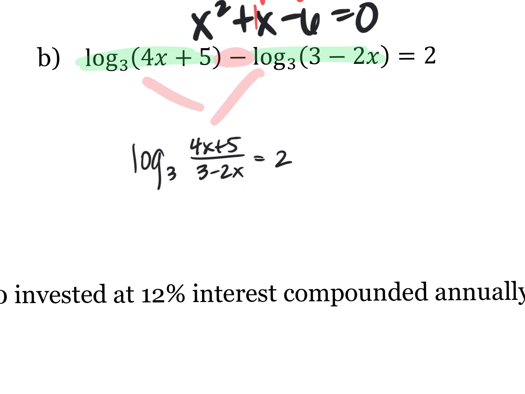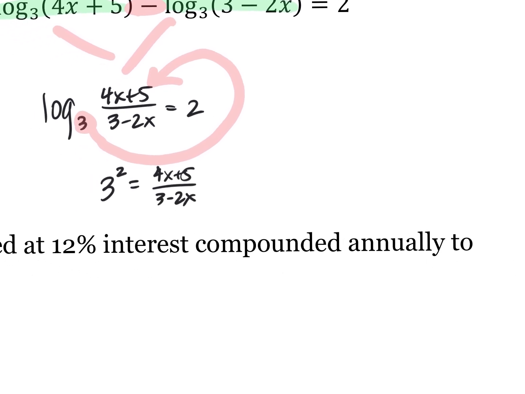What's my base? 3, the exponent 2, 4x. Wow, you just sounded like a robot. It's 3 to the second equals the 4x plus 5 over 3 minus 2x. Don't just say 3, 2. Simplify it, folks. 3 squared is 9. We got 9 equals 4x plus 5 over 3 minus 2x.